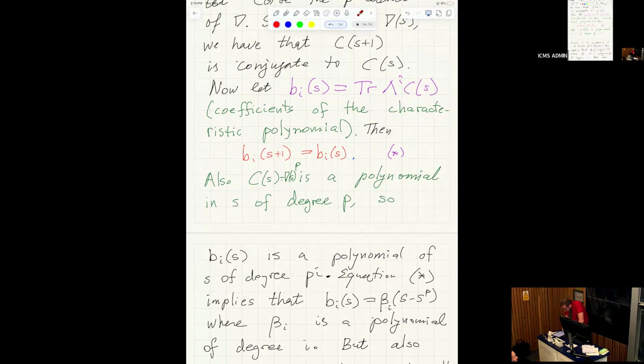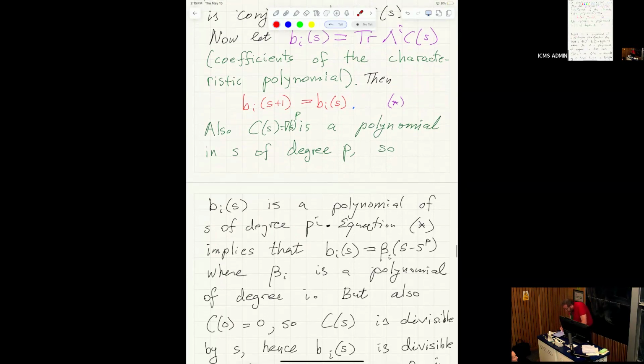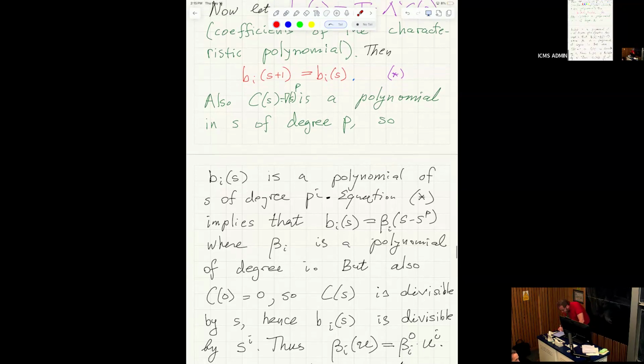So this means that b_i of S is a polynomial of S of degree p times i. But now this equation implies that periodic means it's a polynomial of the Artin-Schreier variable S minus S to the p. And this means that my b_i of S, which is a polynomial of degree p times i, is in fact a polynomial of degree just i, but of the Artin-Schreier function S minus S to the p.